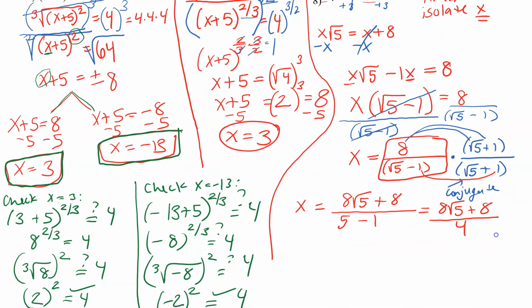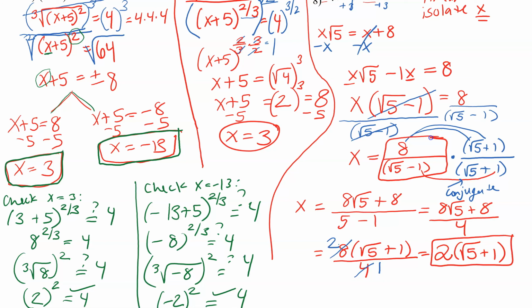And then that can be simplified even further because of the common factor of 8 in the numerator. So I factor that out. And then I recognize the common factors between the denominator 4 and the numerator 8. I can divide a 2 out of both of those. No, actually I can divide a 4 out of both of those, leaving a 1 in the denominator and a 2 in the numerator. Final answer would be 2 times the square root of 5 plus 1. So I'm okay with this answer right here.